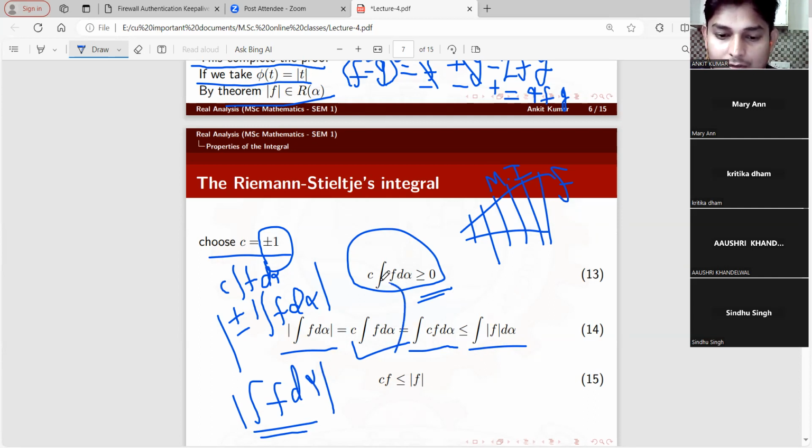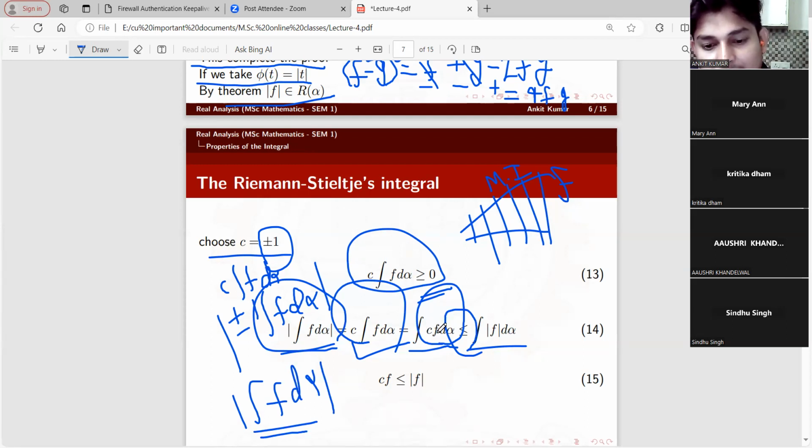First of all, remember that this is equal to this. And if we take c inside the integral, then c goes with f. What does this inequality say? Why is it less than or equal? Because if we put c equal to minus 1, then minus the integral of f d alpha is always less than or equal to the modulus value, because the modulus value is always positive. A positive quantity is always greater than or equal to a negative quantity. So if we put the minus sign here, it is always less than, and if we put the plus sign, it is equal to. So this inequality holds for plus and minus sign.